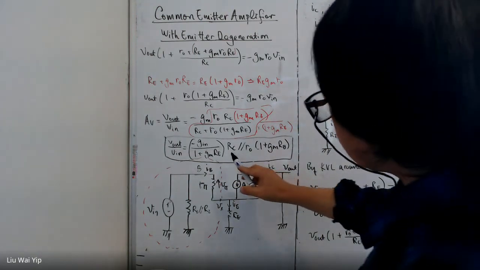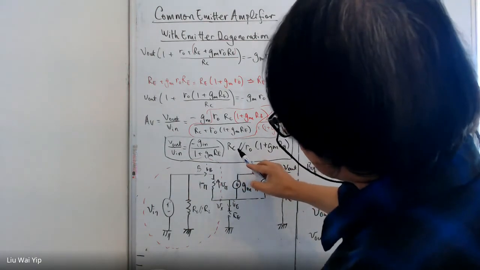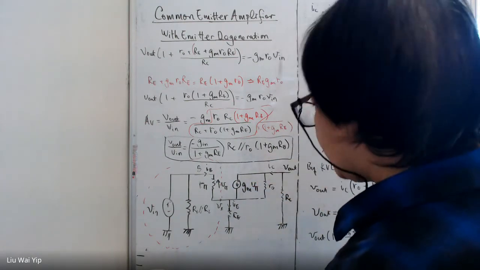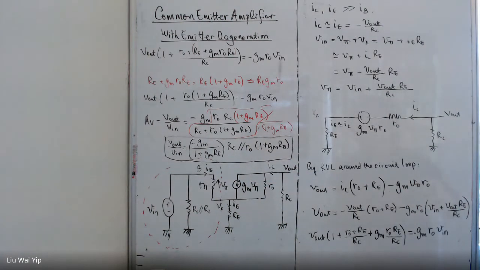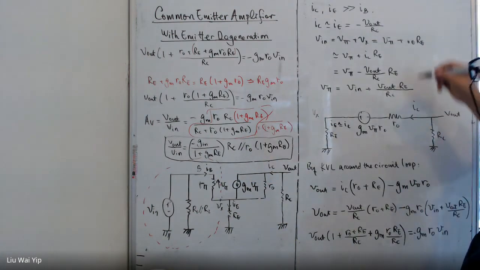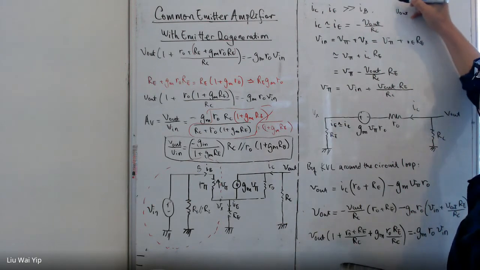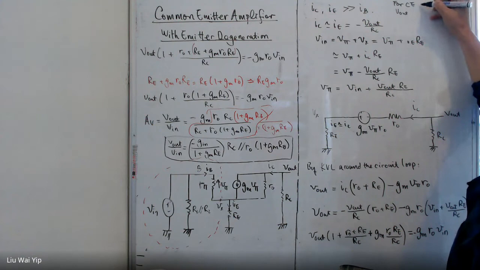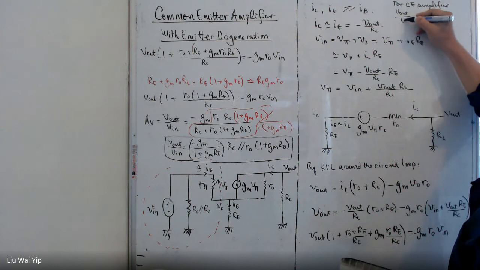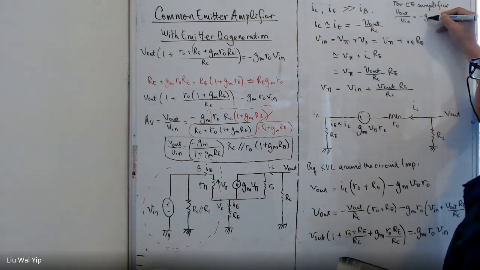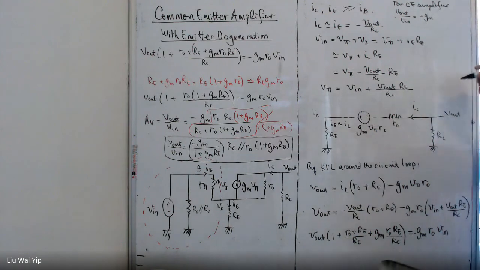So essentially, the resistance at the output has got modified. Normally, in the previous chapter, the voltage gain for the CE amplifier, V out over V in, is equal to minus gm, and then the parallel combination of RC and r0. This is what we get from the previous chapter.